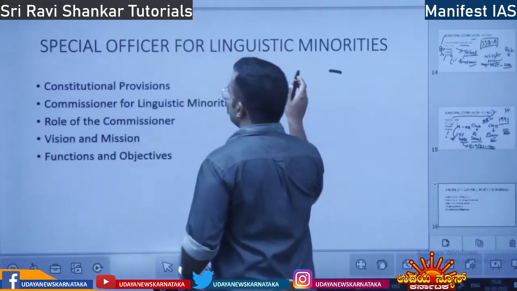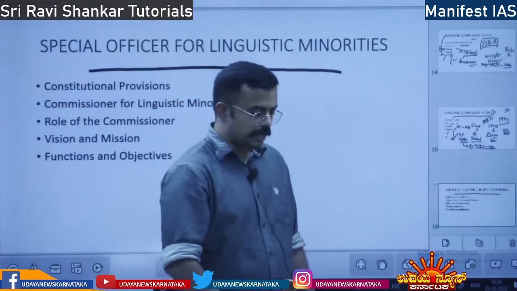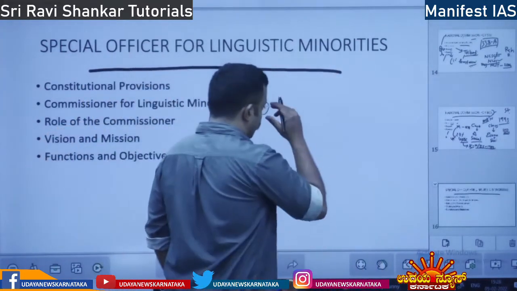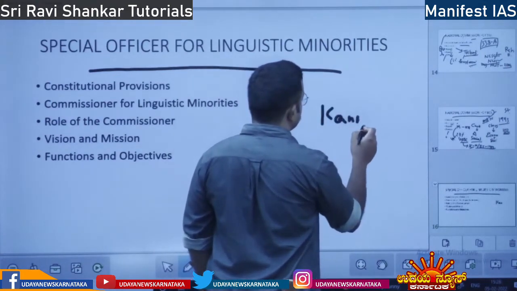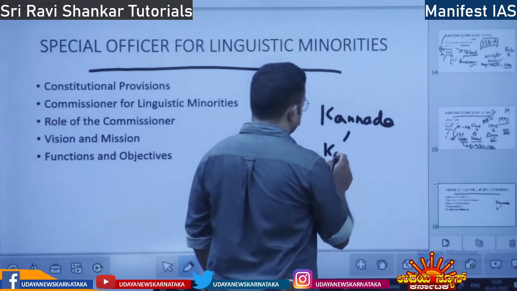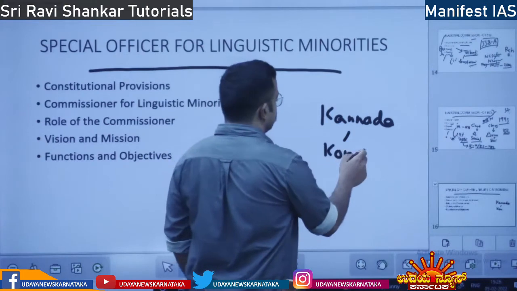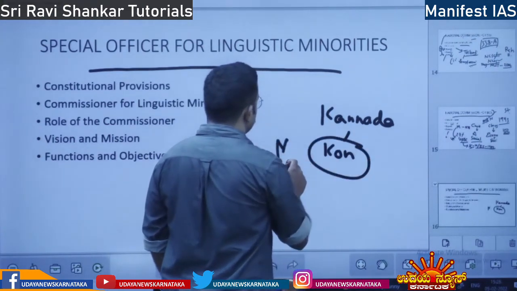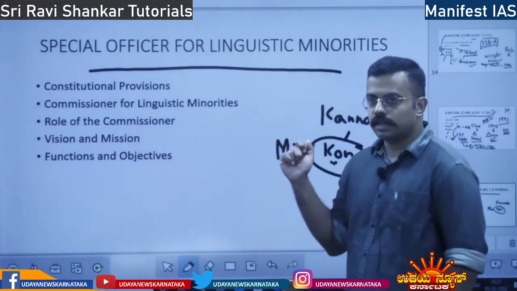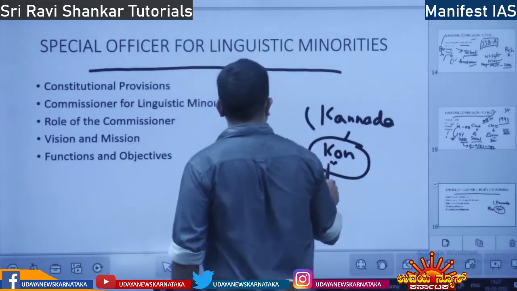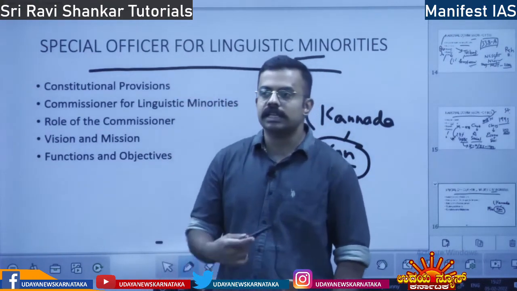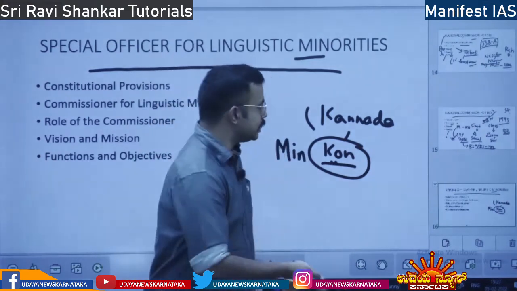Next, Special Officer for Linguistic Minorities. What are linguistic minorities? In Karnataka we have Kannada as the major language. Whereas for some language, take Konkani, the number of people speaking this language is very minimal. These are called linguistic minorities, language-based minorities. Kannada, major language; Konkani, minor language, the number of speakers is less. These members are called linguistic minorities. Religious minorities are Muslims, Christians, Sikhs, all those. Linguistic minorities are based on language.